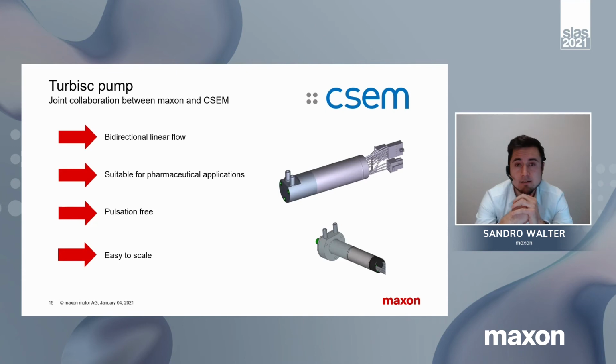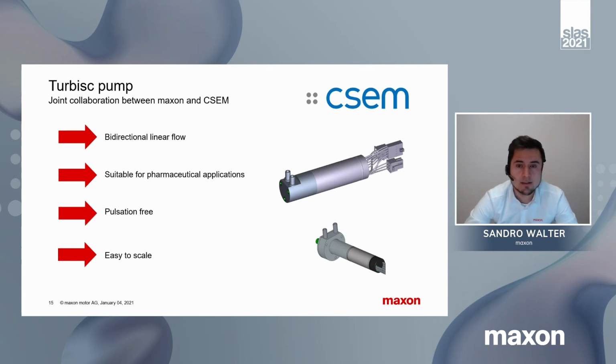Besides that, Maxon also works closely with research institutions, for example, CSEM. In cooperation with CSEM, a new pump technology was developed which enables a bidirectional linear flow, which is an advantage over classic syringe pumps, for example. On the other hand, while many classic pumps have a pulsation, this technology is almost pulsation free, which is a huge benefit. The pump was specifically developed for the life science area and enables the pipetting of small drops down to 0.8 microliter.